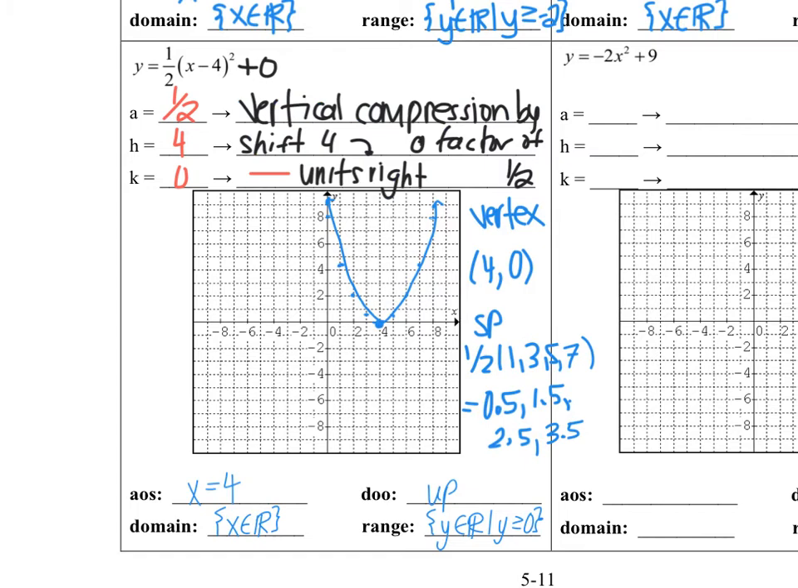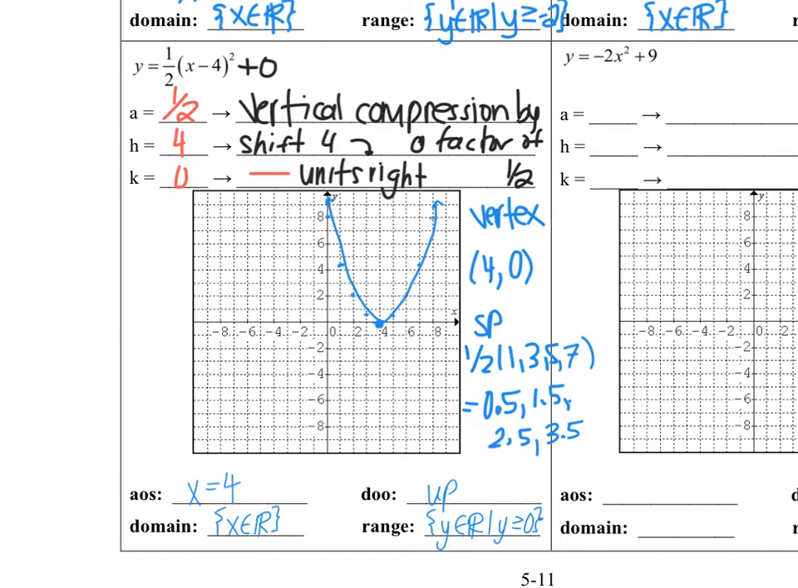Okay, so that 1/2 meant you had a vertical compression by a factor of 1/2. You had a shift of 4 units to the right. So from the vertex, I found my step pattern by multiplying by 1/2 to get 0.5, 1.5, 2.5, 3.5, all going in the upwards direction. And then I just estimated that to get my points.